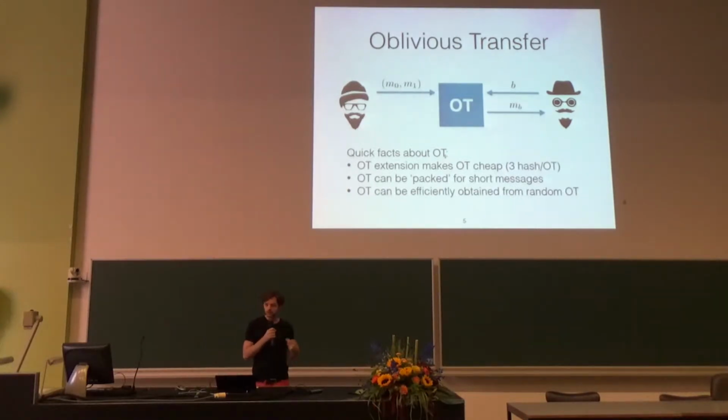Furthermore, we also know that OTs can be very efficiently obtained directly from a random OT. Random OT is just this primitive, but it picks all input messages at random and sends them to the parties. And we know that if we have a random OT primitive, we can very efficiently convert that to an OT primitive. So that was it for the quick facts about OT.